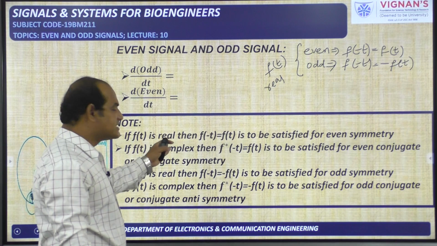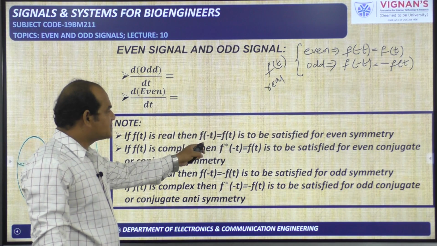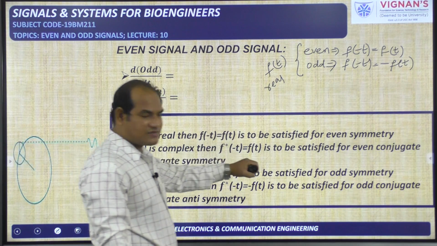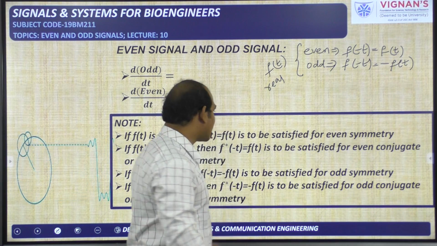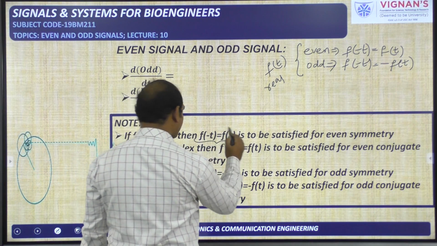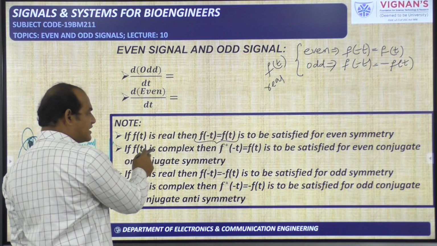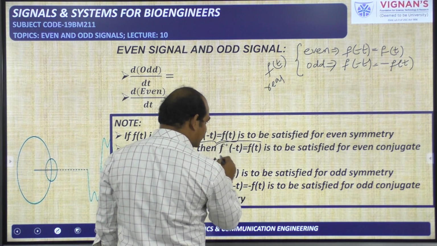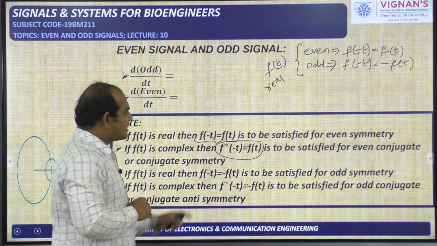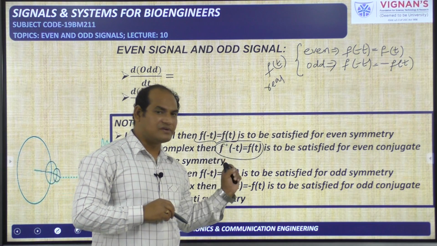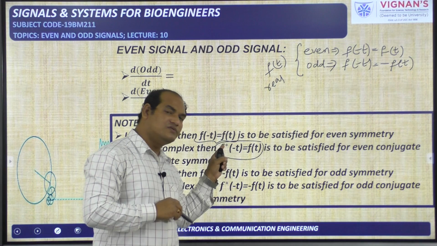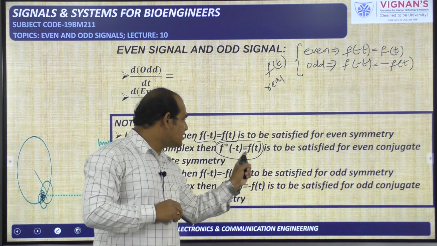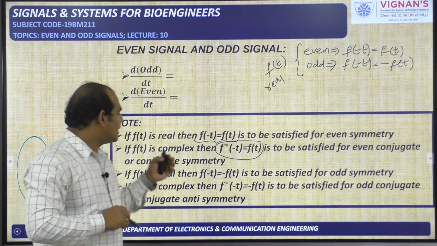So if f of t is real, then f of minus t is equal to f of t is to be satisfied for the even symmetry, that already we have checked. Next, if f of t is complex, then this is the condition for the even symmetry. What is that condition? F star of minus t is equal to f of t. If you remove this star, this is equal to the real signal condition only.